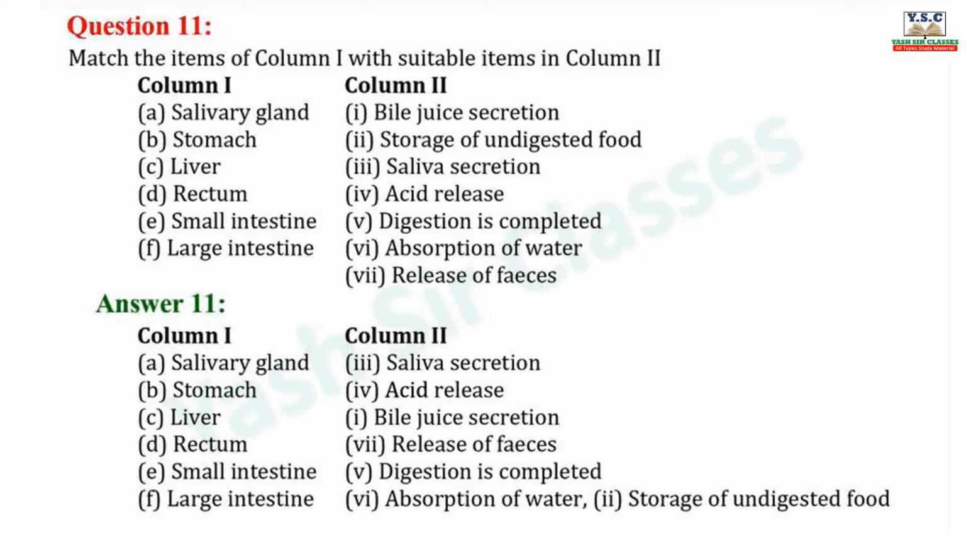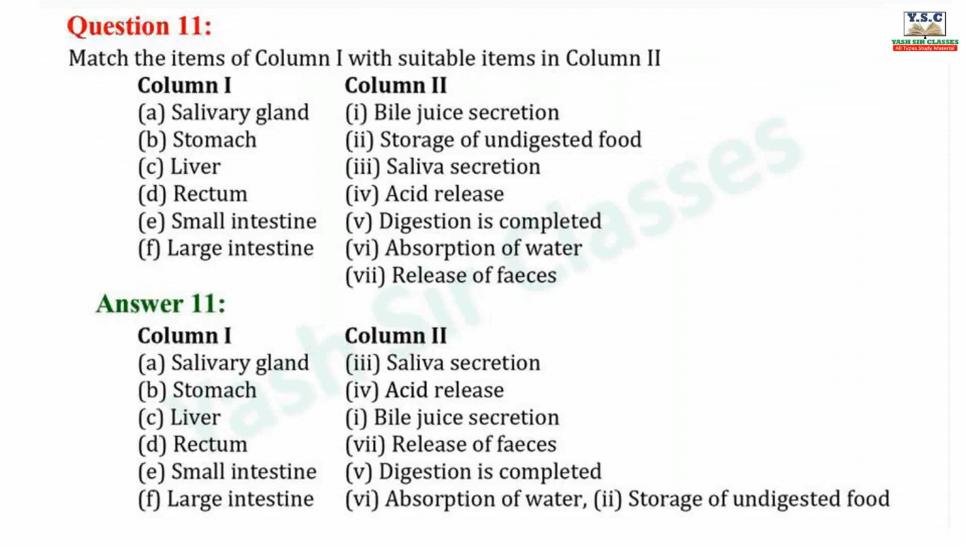Question number 11. Match the items of column 1 with suitable items in column 2. A. Salivary gland. B. Stomach. C. Liver. D. Rectum. E. Small intestine. F. Large intestine. Column 2: first, bile juice secretion; second, storage of undigested food; third, saliva secretion; fourth, acid release; fifth, digestion is completed; sixth, absorption of water; seventh, release of feces.